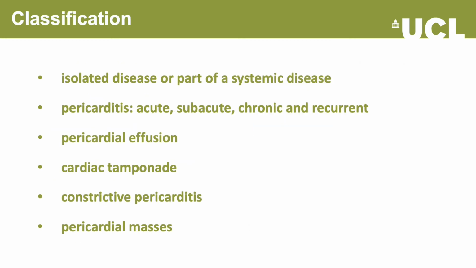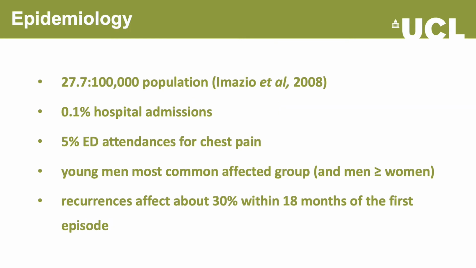The classification of pericardial disease is shown on the slide here. So pericarditis can of course be an isolated disease or part of a systemic disease. Pericarditis can fall into categories such as acute, subacute, chronic and recurrent. Other pericardial diseases include pericardial effusion, cardiac tamponade, constrictive pericarditis, and pericardial masses.